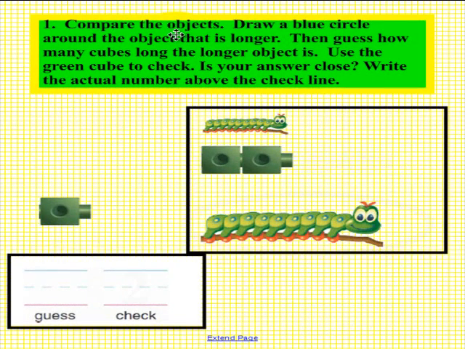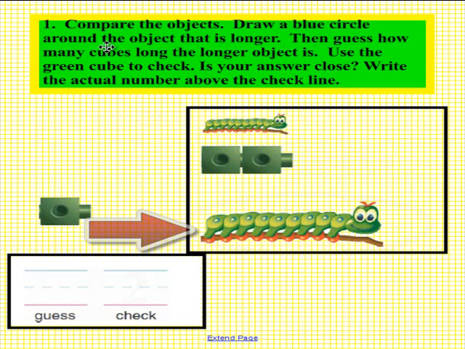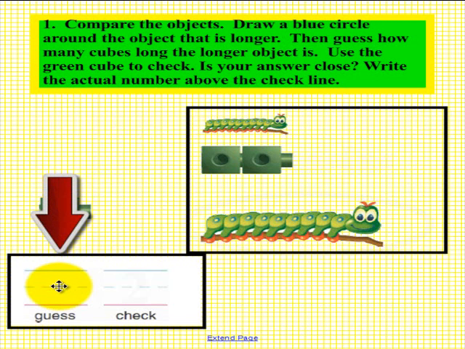Problem 1. Compare the objects. We are going to compare this object with this one. Then, draw a blue circle around the object that is longer. Then, guess how many cubes long the longer object is. Use the green cube to check. Is your answer close? Write the actual number above the check line. So, you will write your answer right here, how many cubes it will take.